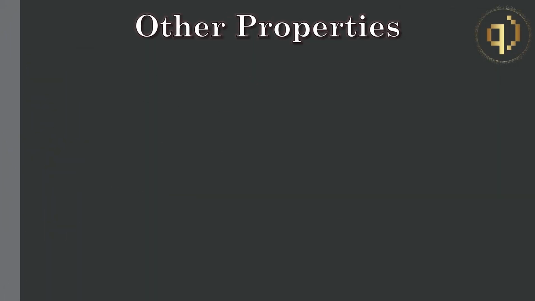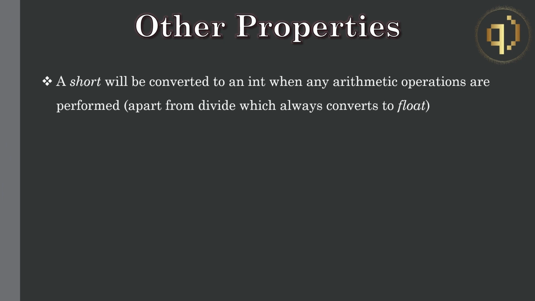So the property that I mentioned in the previous slide is that a short will be converted to an int when any arithmetic operations are performed, apart from divide, which always results in a float. For example, 10h plus 1h equals 11i, 10h minus 1h equals 9i, and 10h multiplied by 1h equals 10i. Although I'm not 100% sure why this is done, it is not so much of an issue since shorts are rarely used by Q developers other than for identifying and casting data types. Also, if a short is desired, then you can simply cast back to short after the operation.